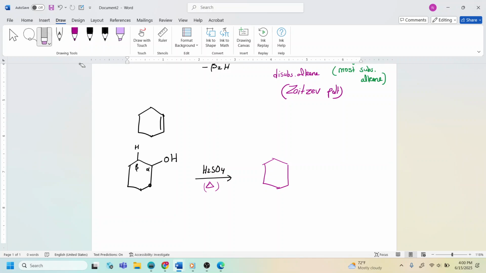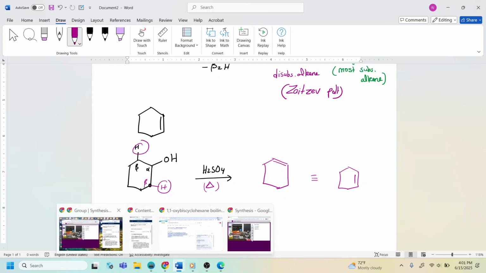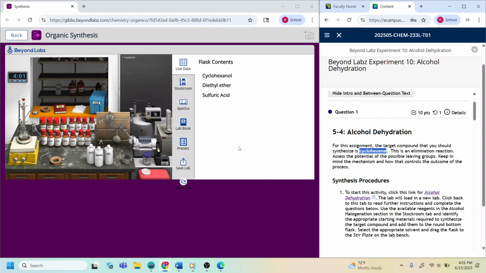Whether you draw it as a double bond down there or a double bond here, these are exactly the same because the beta hydrogens are the same. So this is another beta hydrogen in here. So again, the double bond can be either here or here, but heat is a must. So this is why in this type of reaction, we need to go ahead and do heat.